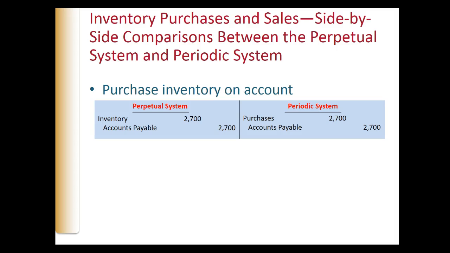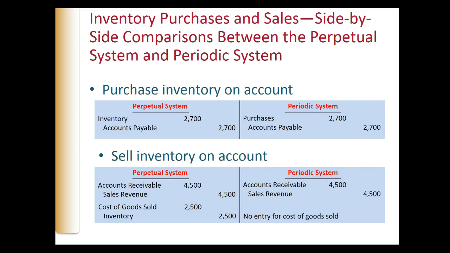Here you see how the purchase and the sale are recorded under both inventory systems. Under the perpetual system, we record the purchase of inventory by debiting inventory, while under the periodic system, we debit a temporary account, purchases. At the end of the period, we'll close this temporary account. Sales revenue is recorded the same under both methods. However, under the periodic system, we don't record the reduction in inventory or the increase in cost of goods sold at the time of the sale. Instead, we record it at the end of the period.